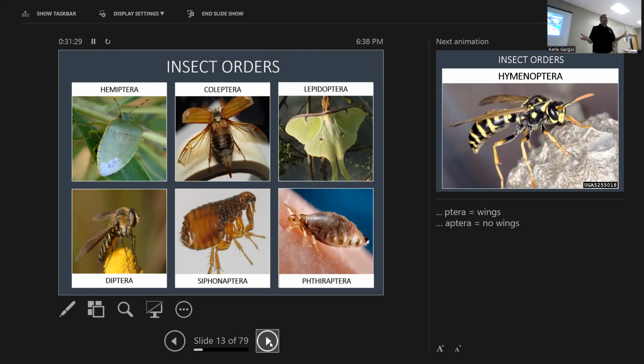There are 28. So my students have to learn a bunch of these orders. They're not responsible for every single one, but they have to have a collection with 12 different orders. It won't take long to get that out of insects around here in Tennessee.